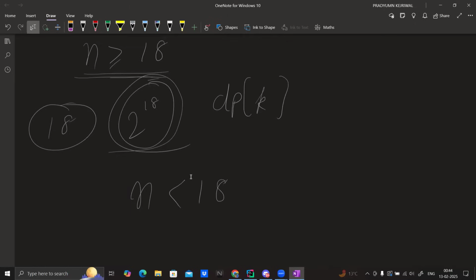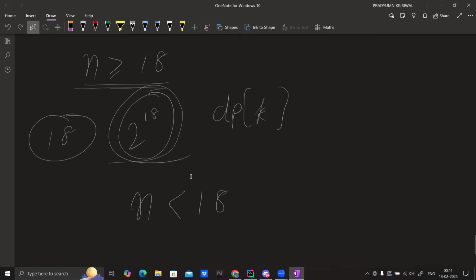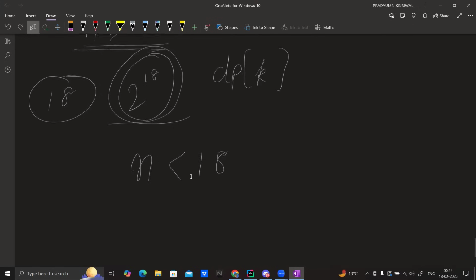And also, let's say if n is greater than 18 and all the elements are identical in the array, so let's say we have something like 2, 2, 2, 2, 2, and like 1,000 times we have 2. Any subsequence that we select will definitely have average equal to 2.